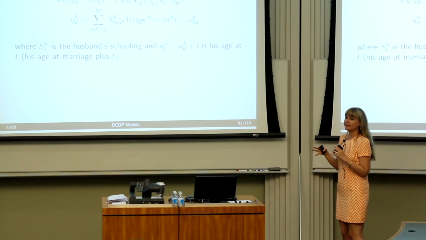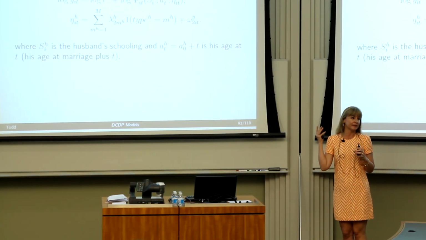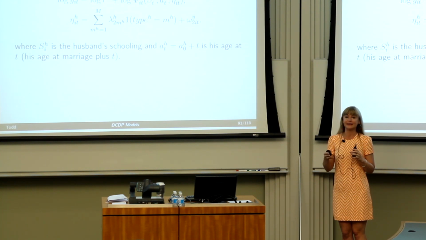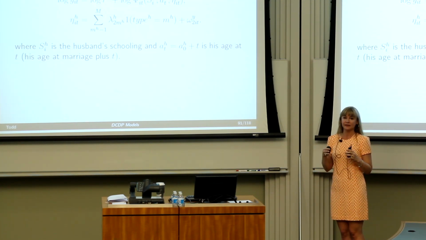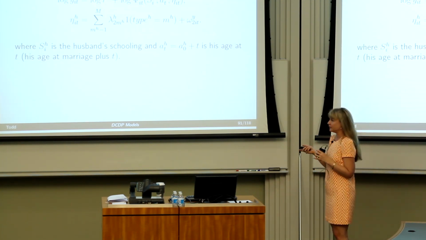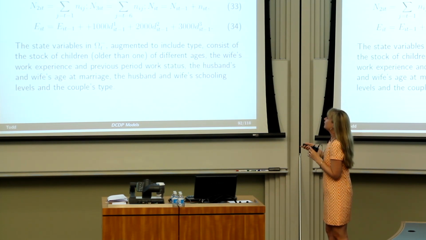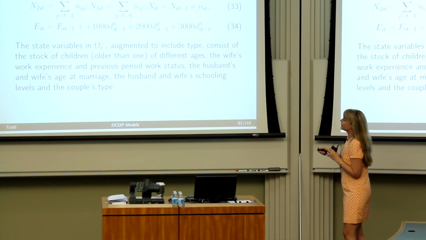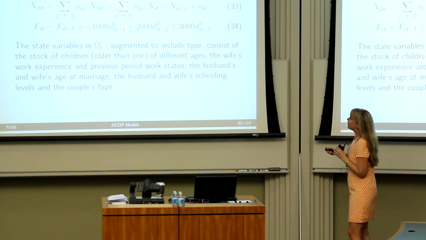So it could be husband's age, husband's schooling. So you can see how the state space expands, right? Because now we have husband's schooling in the state space. Number of kids of different ages, you have to keep track of that now. So that's all in the state space. That's how even with discrete variables, you can get a large state space. So this is number of kids of different ages, and this is now experience. So she gets experience depending on how much she works.